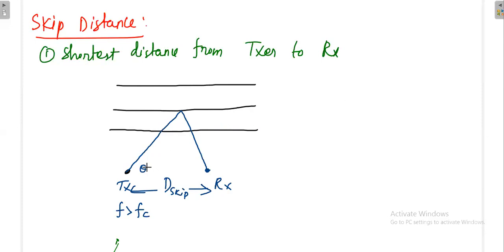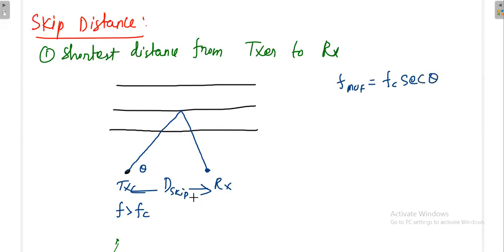If you want to communicate from this point to this point, say I am fixing theta. If theta is fixed, what can I calculate? I can calculate the maximum usable frequency. Maximum usable frequency is equal to fc secant theta.